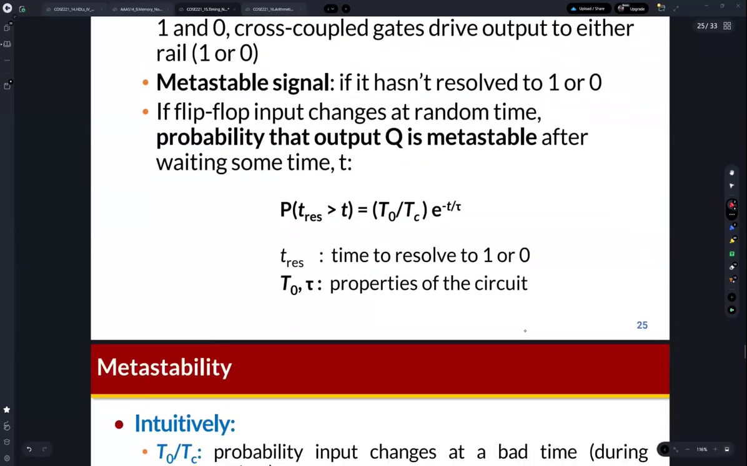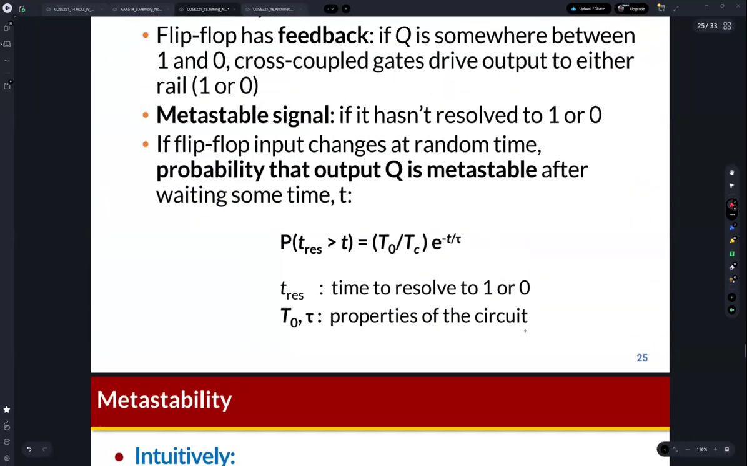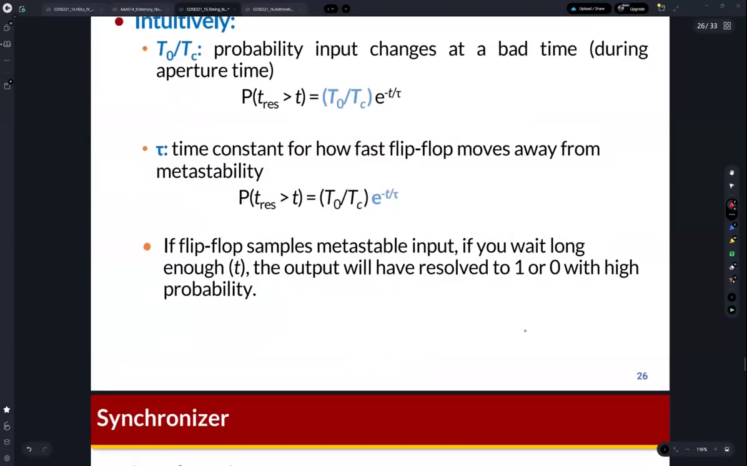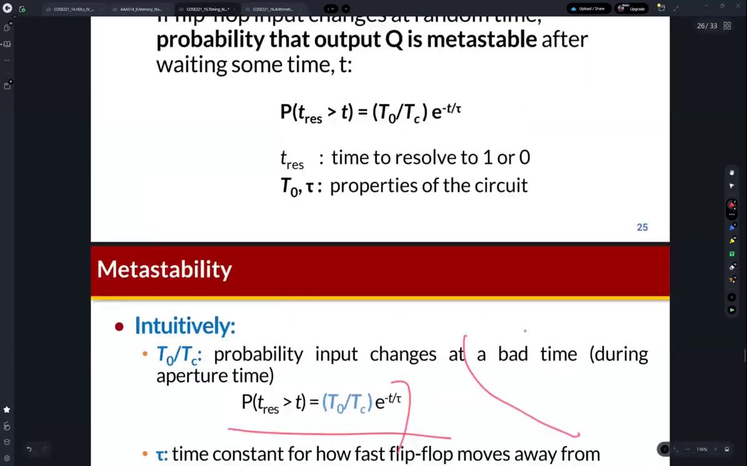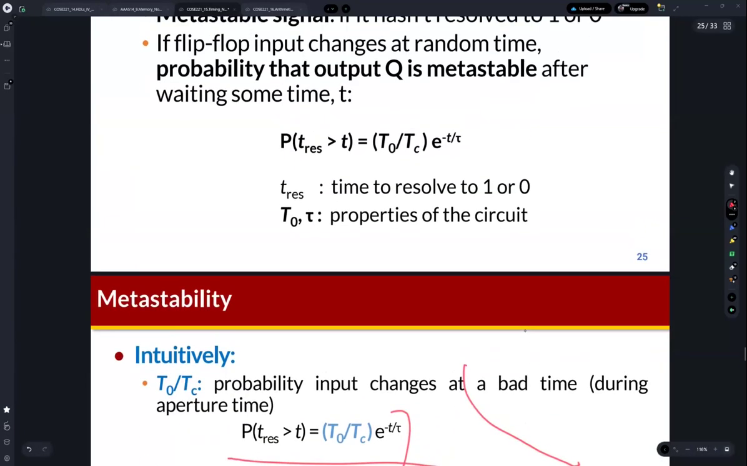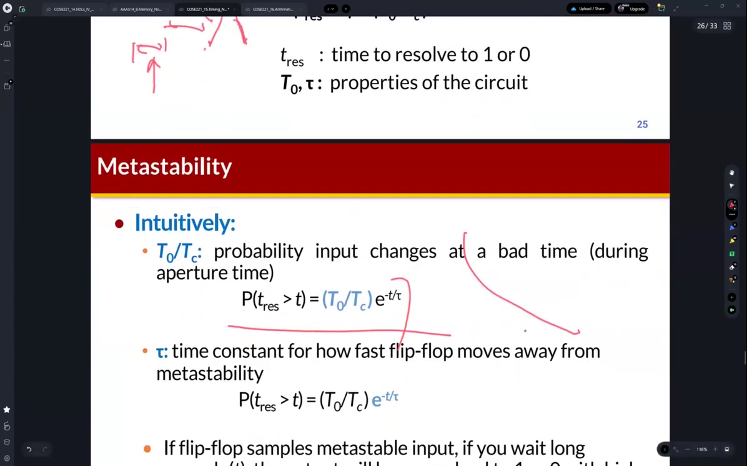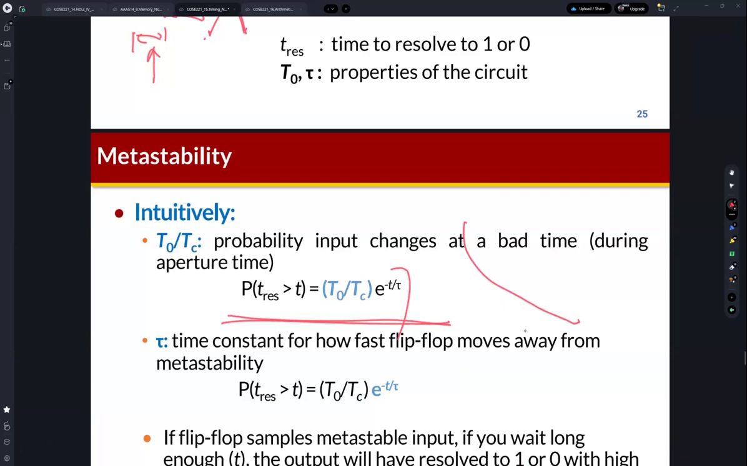if we read this slide, you can find some probability function. The probability function of the metastability is like this. You can find the inverse of an exponential, which means that over time, the probability is reduced. If the input signal changes during the aperture time, the metastability can happen, but at some point it goes to the stable states. This equation explains this probability.